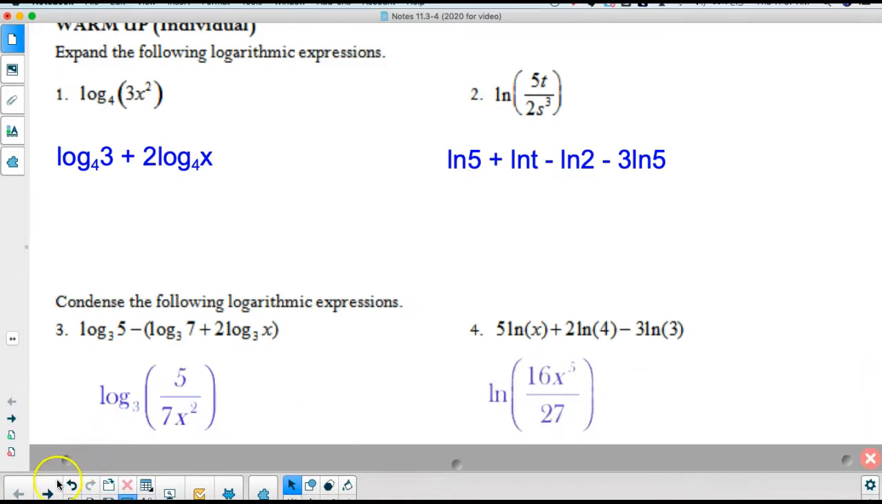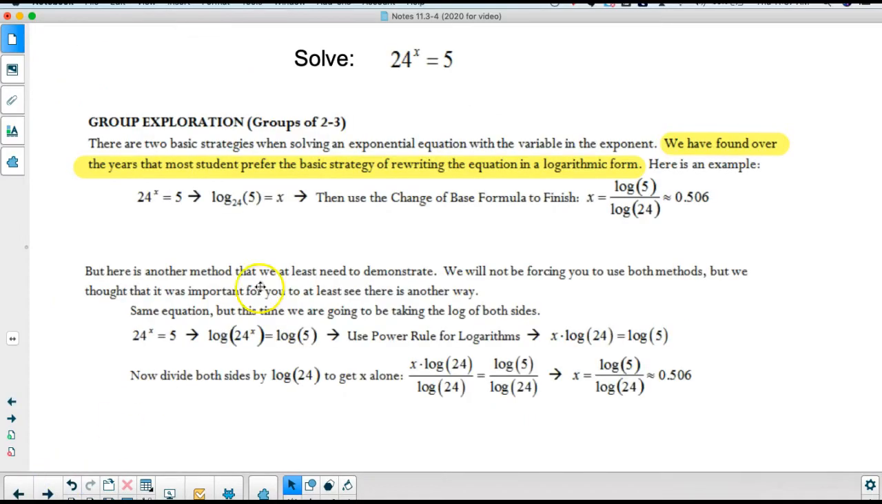Okay, moving right along, we're coming to the next page, solving an exponential equation. Bottom line, anytime we have a variable in the exponent, what we have found over the years is that most students prefer the basic strategy of rewriting the equation into logarithmic form.